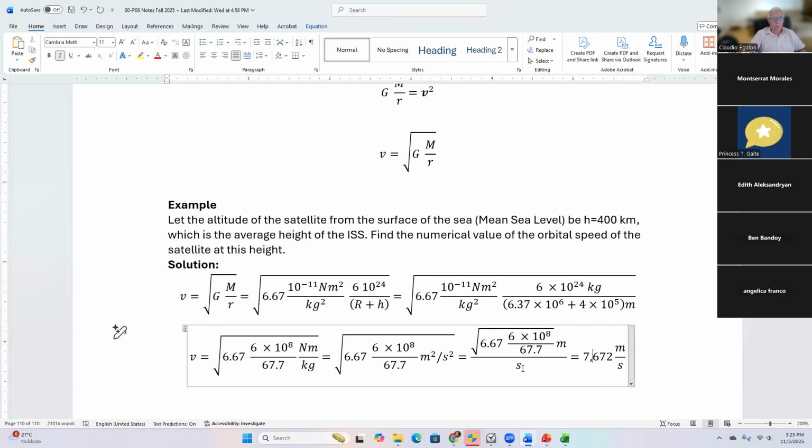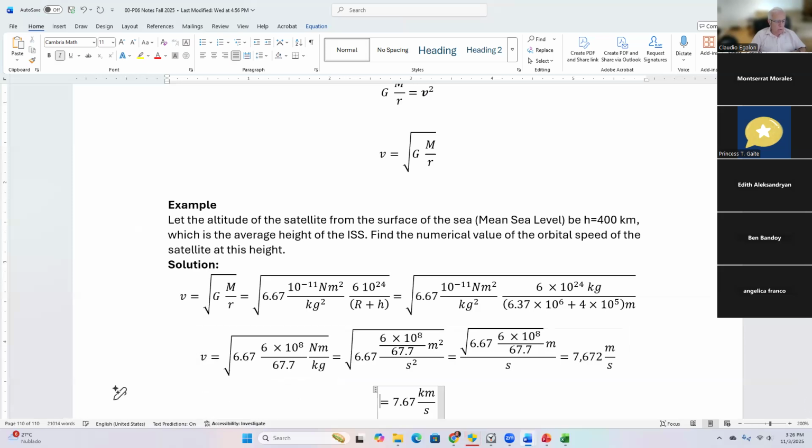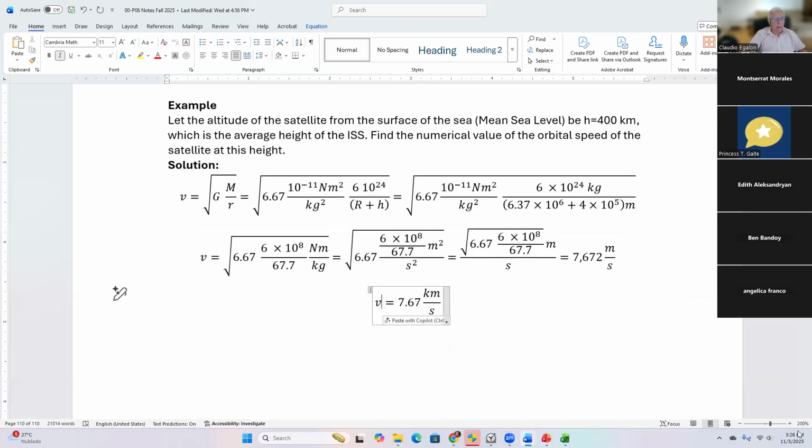Which is 7.67 kilometers per second. And like I said, it's very fast. Do not underestimate this speed. Kilometers per second. Imagine flying at this speed. You can cross the United States in only 15 minutes. Flying at this speed, something like that, right? 15 minutes.